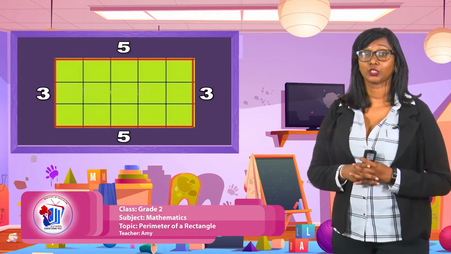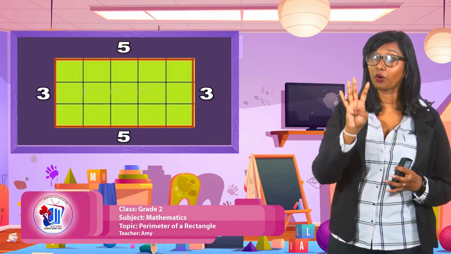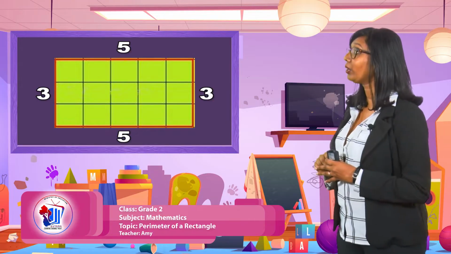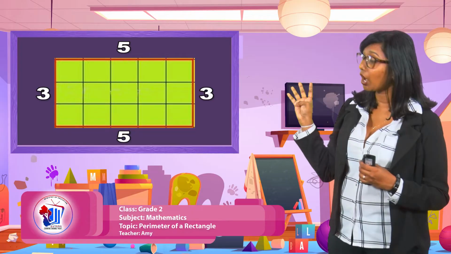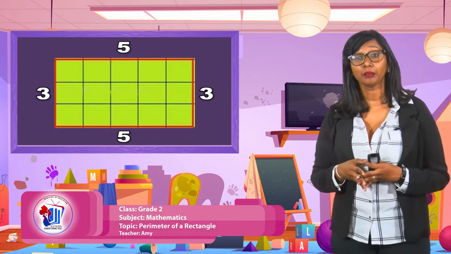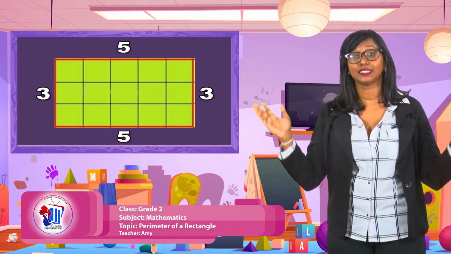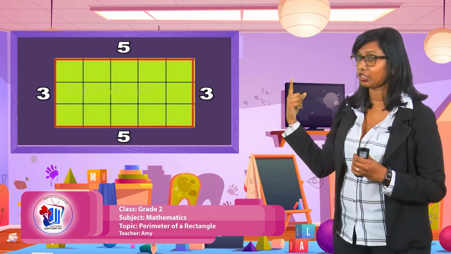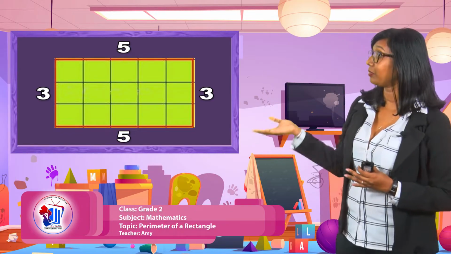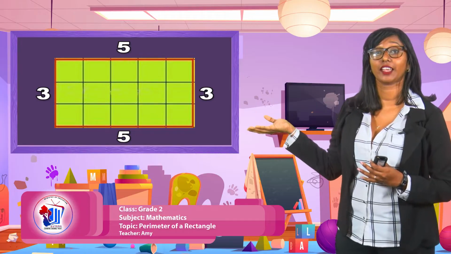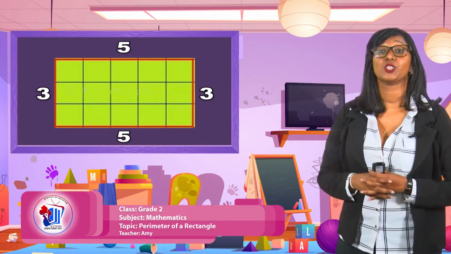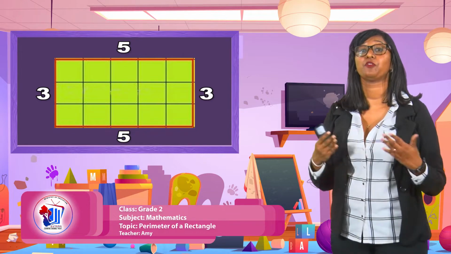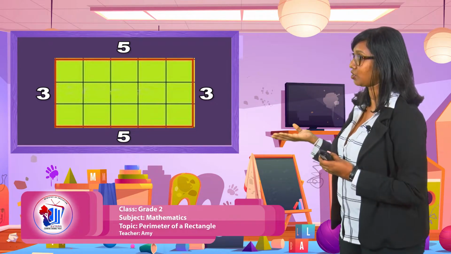Very good. So a rectangle has 4 sides. So in order for us to find the perimeter, we need 4 numbers because a perimeter is a total distance around the shape. So it means that we are going the correct way. 4 sides, 4 numbers. So now it is time for us to find the perimeter of this shape.